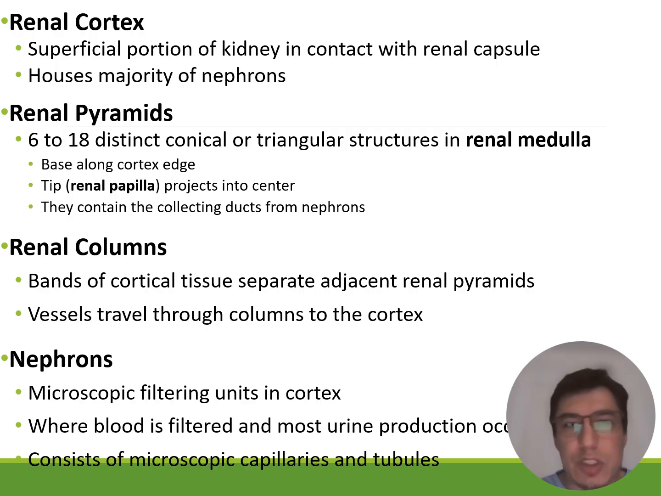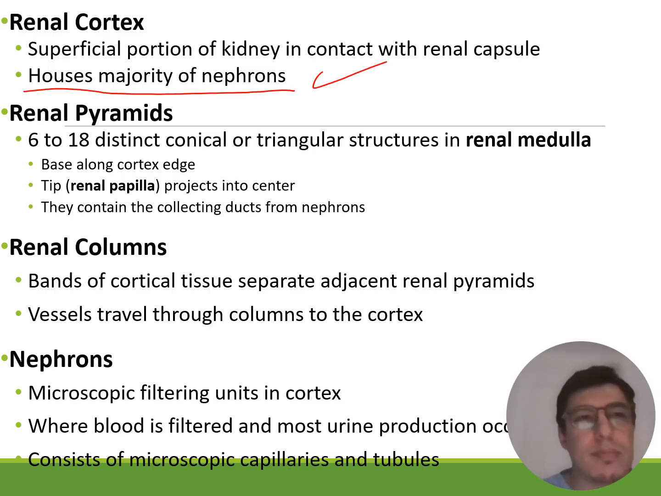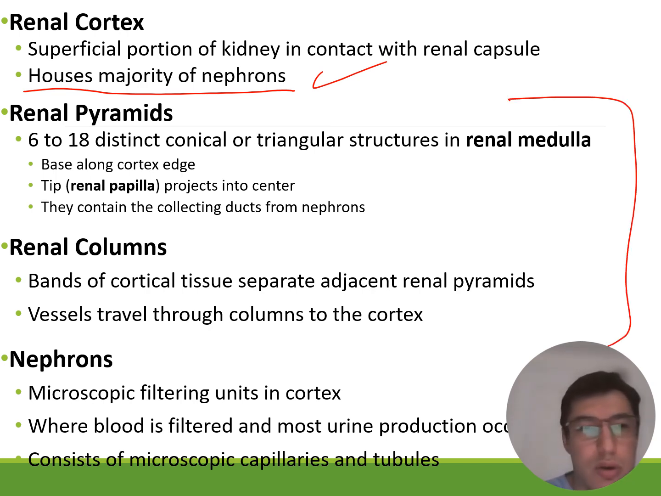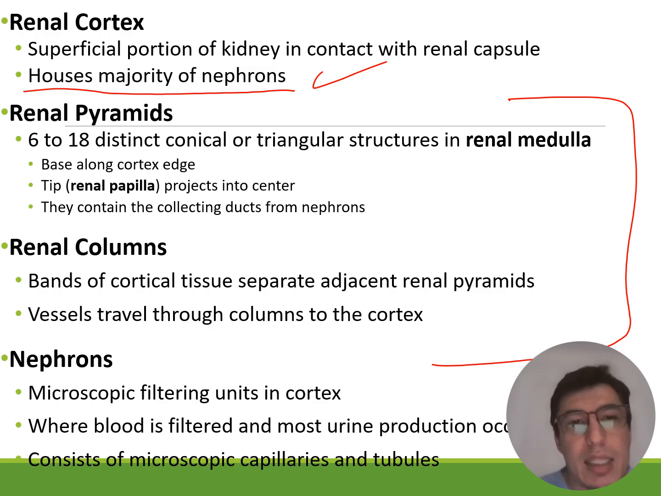This is just a verbal structure of what we just went over. So what is the renal cortex? It's the superficial portion of the kidney, and here we house most of the nephrons. All right. Now, as we look into the renal medulla, which houses both the renal columns and the renal pyramids, we have the renal pyramids, all right, that contain the renal papilla, and they project onto the calyxes.